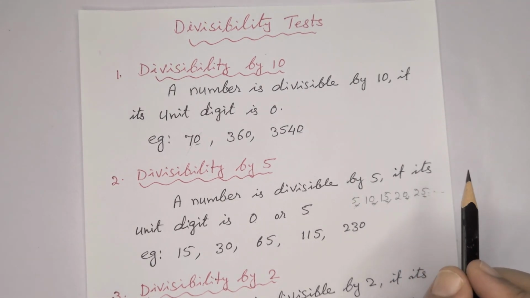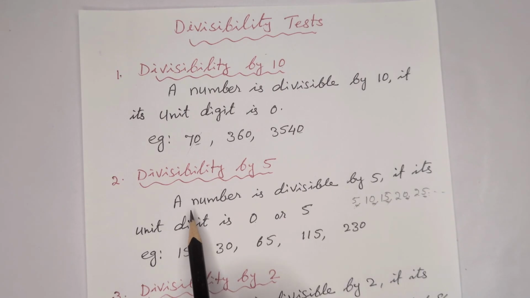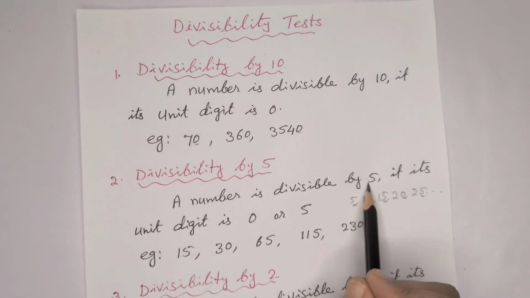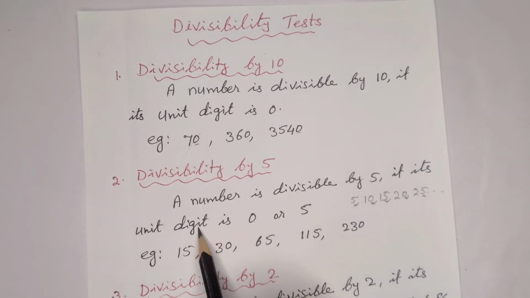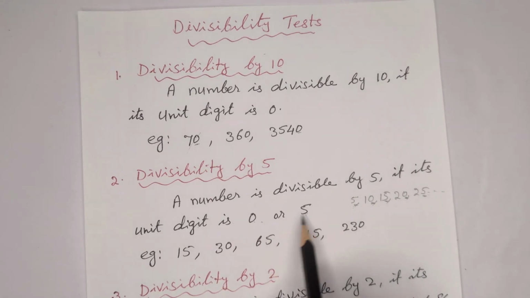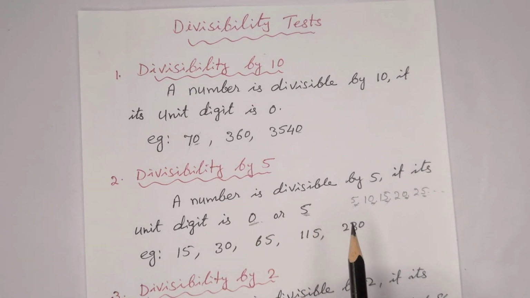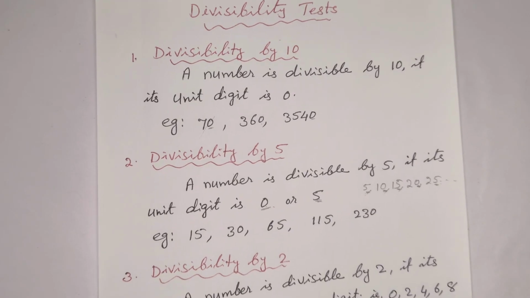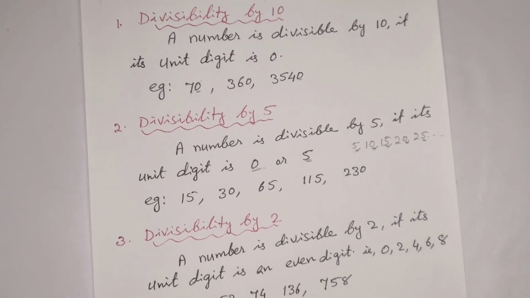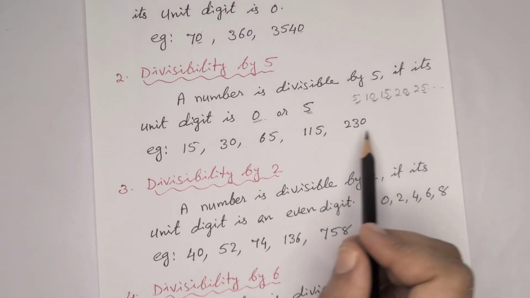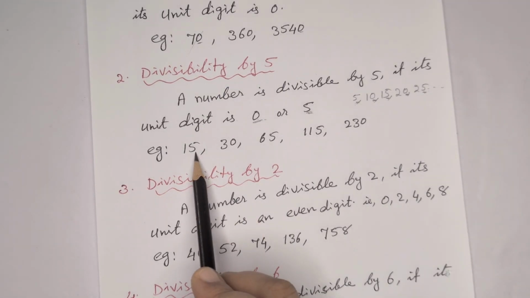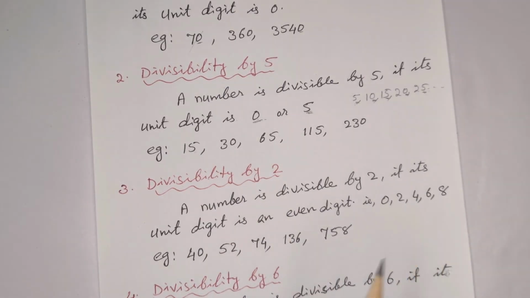So the test is: a number is divisible by 5 if its unit digit is 0 or 5. Only these 2 digits can come in the unit place or ones place. Here some examples are given ending with 5 or 0.